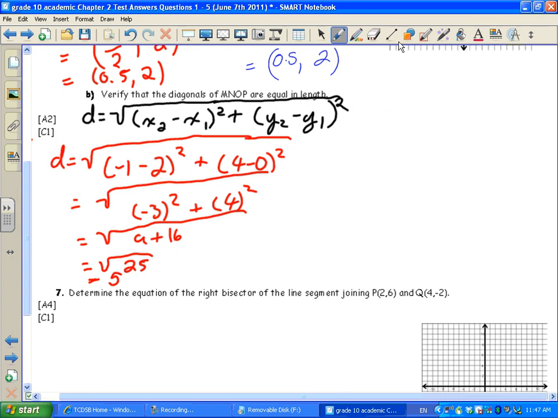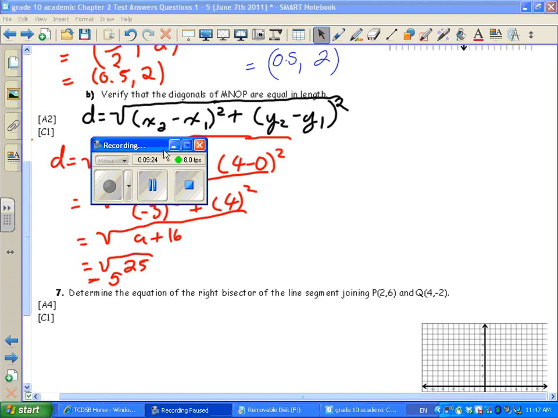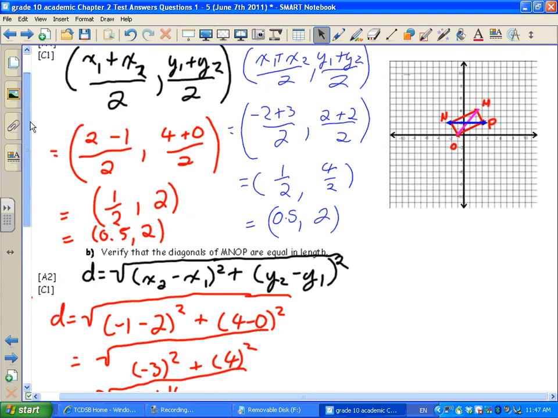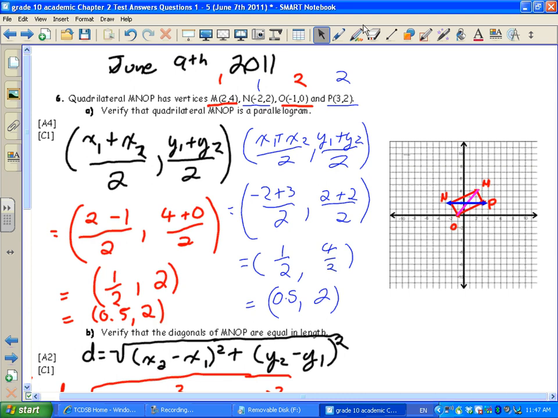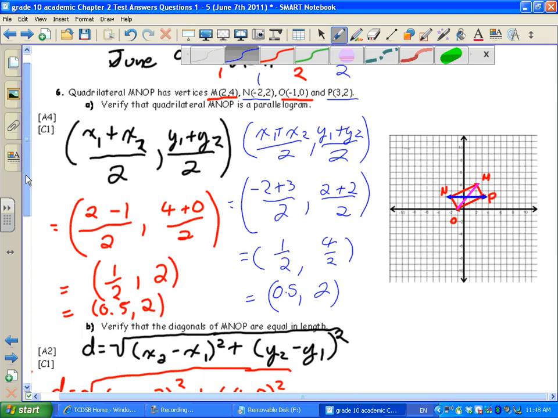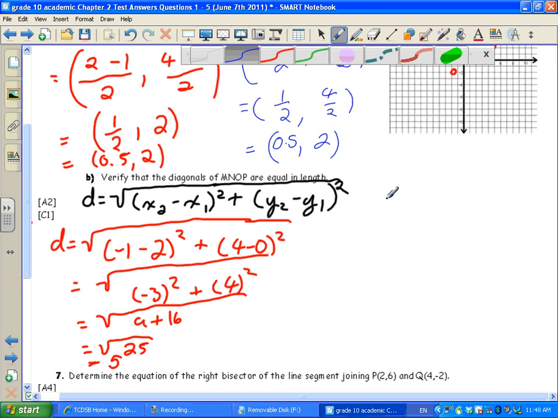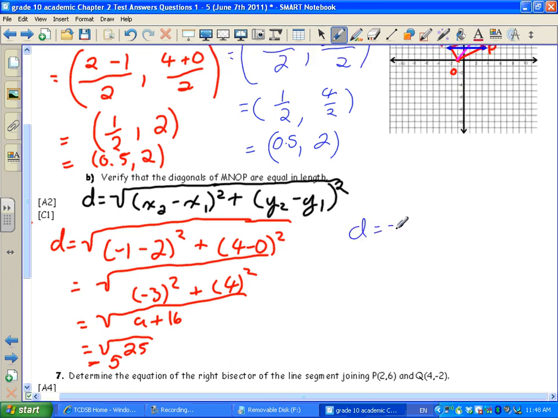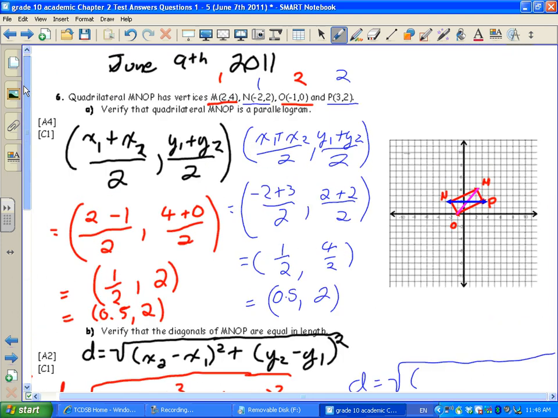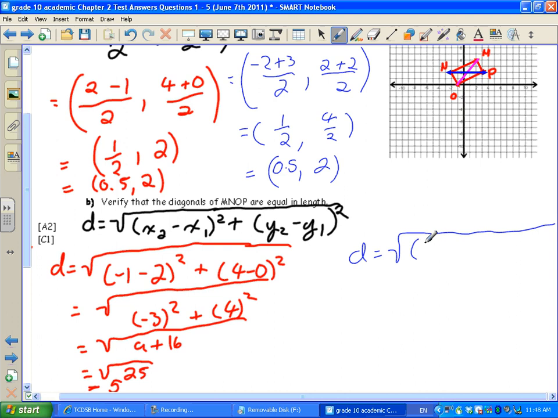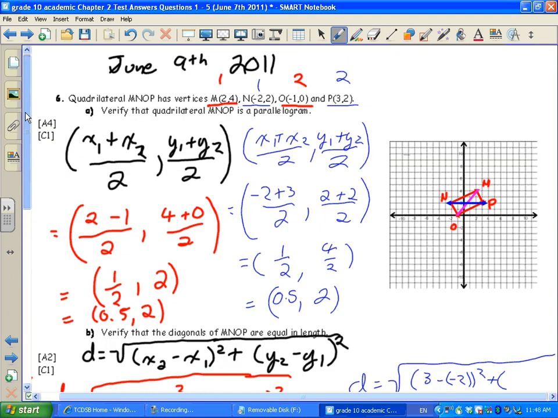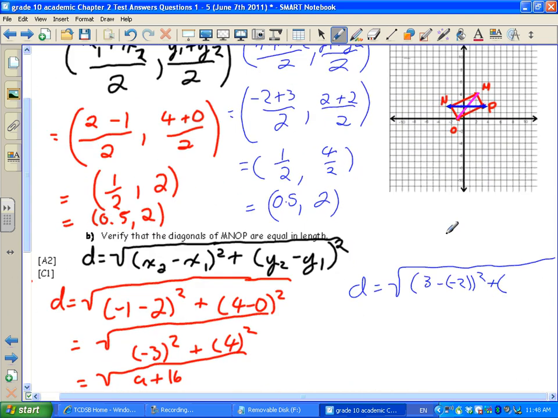They didn't give us a measurement for this one. Okay, the other diagonal that we have to prove the length of is from point N to point P. So we'll do that one in blue. Exact same formula. We're using our distance formula again. Distance is equal to the root of our x2 is 3, and x1 is -2. So that's going to say 3 subtract -2 squared plus y2 is 2, y1 is 2. So 2 minus 2 squared.